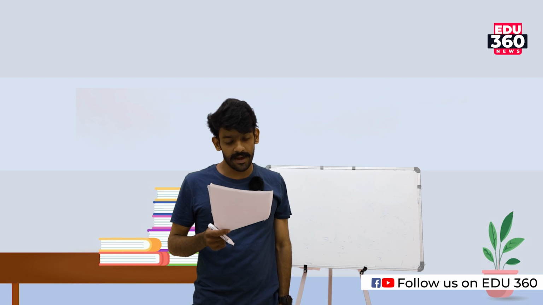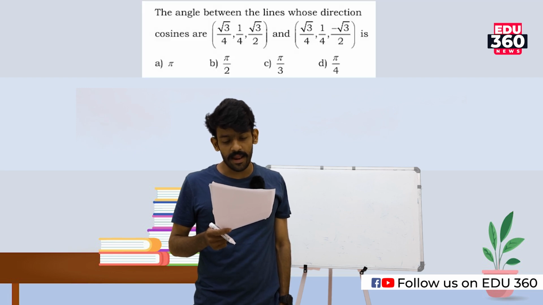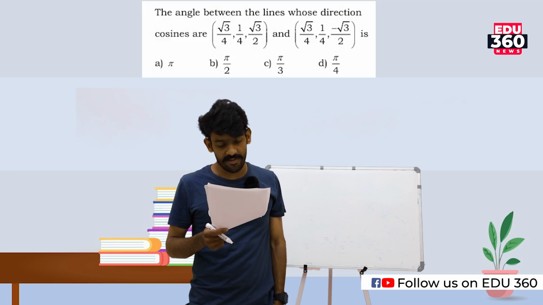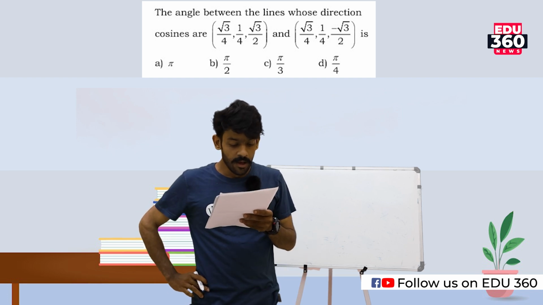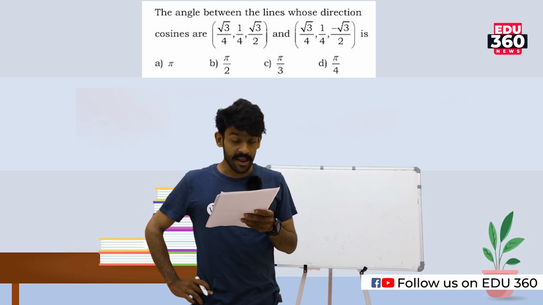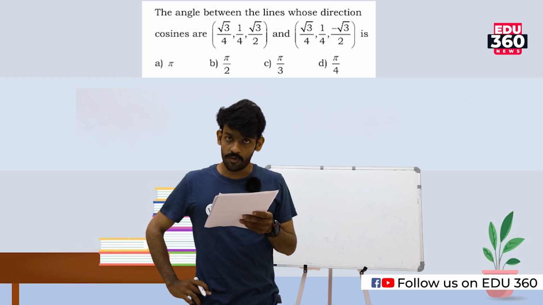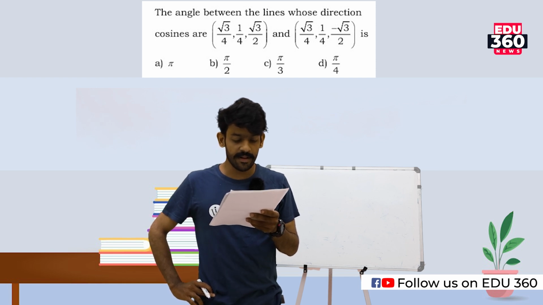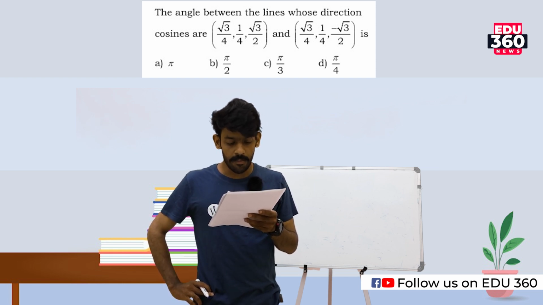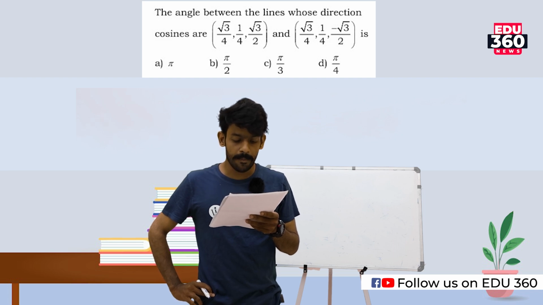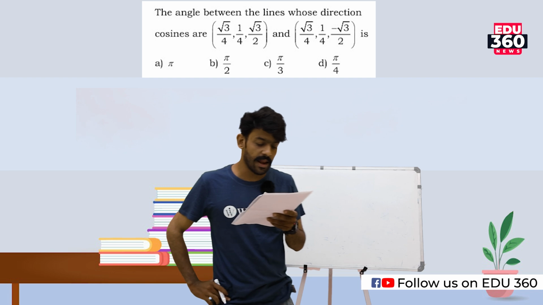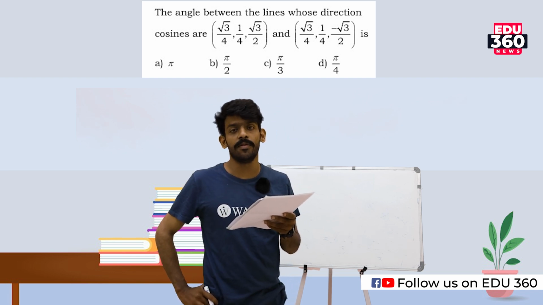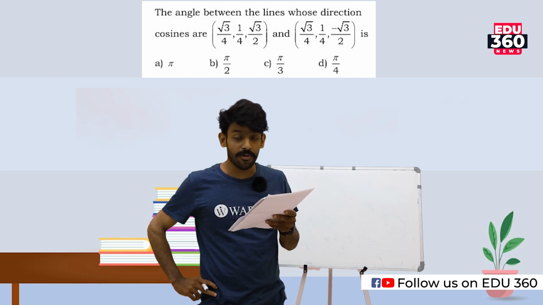The next question is: find the angle between the lines whose direction cosines are already given in the question. You can see that they are root 3 by 4, 1 by 4 and root 3 by 2, and root 3 by 4, 1 by 4 and minus root 3 by 2. We need to find the angle between the lines. So here the direction cosines are given.